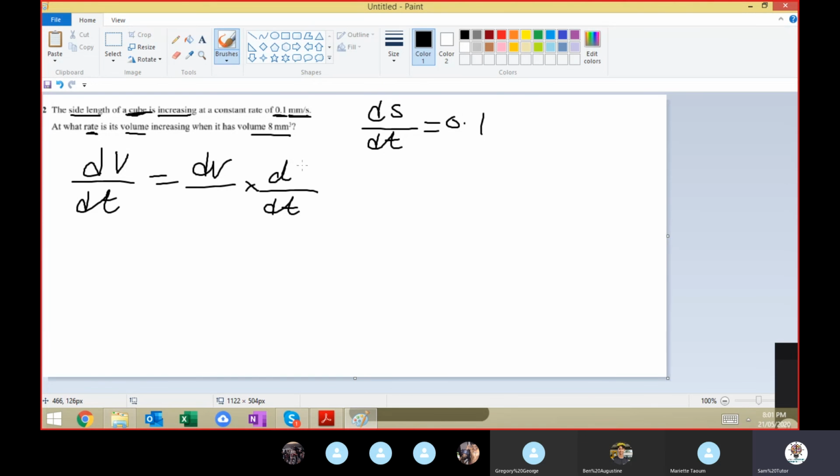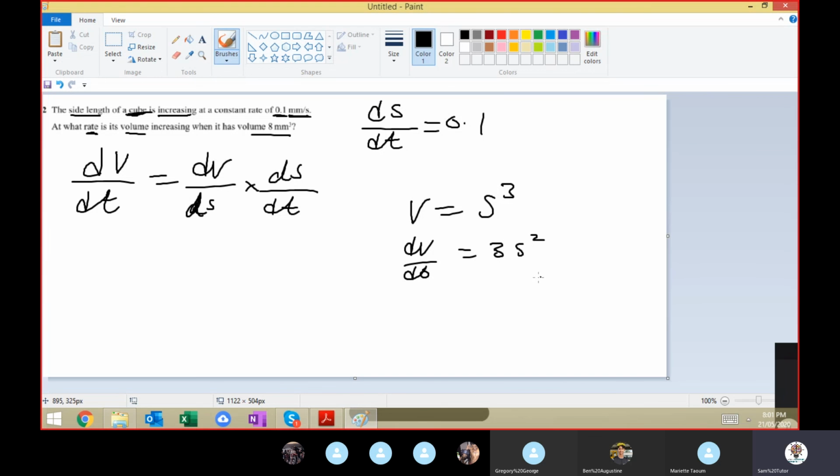So I know this is ds and this is ds. I need a relationship between volume and side. Do I have a relationship between volume of a cube and the side length of a cube? It's just the side length to the power of 3. That's exactly right. Volume is just side cubed. And then, of course, that's easy after that.